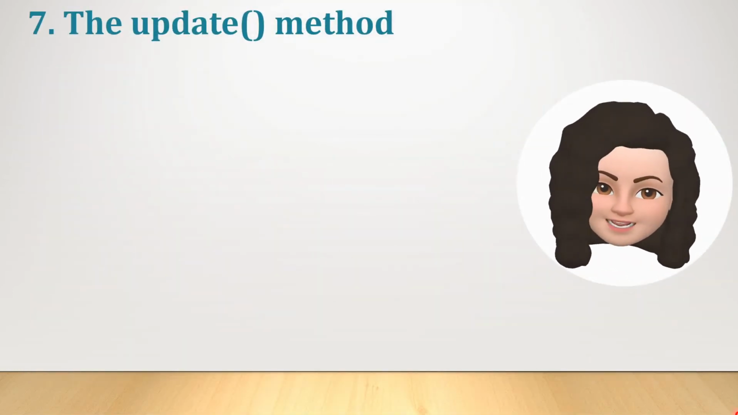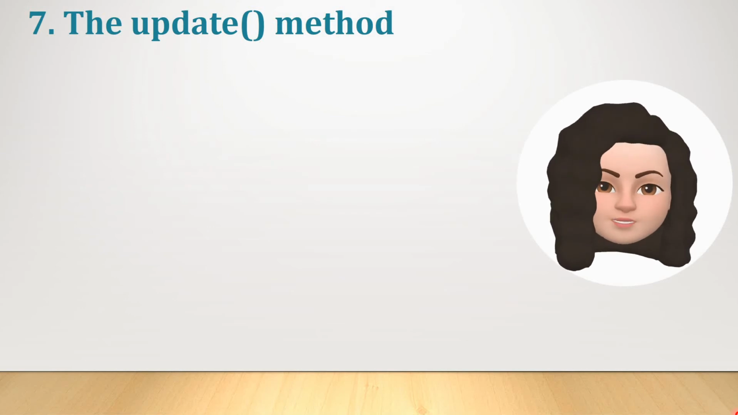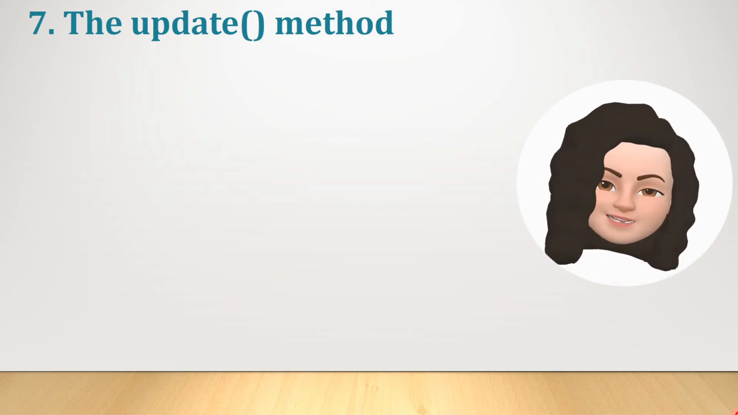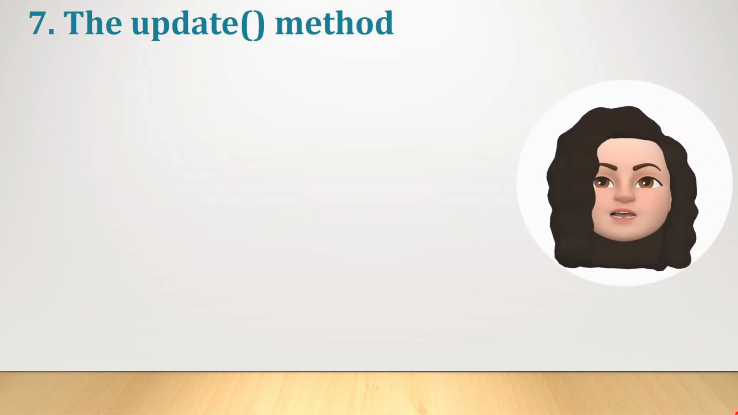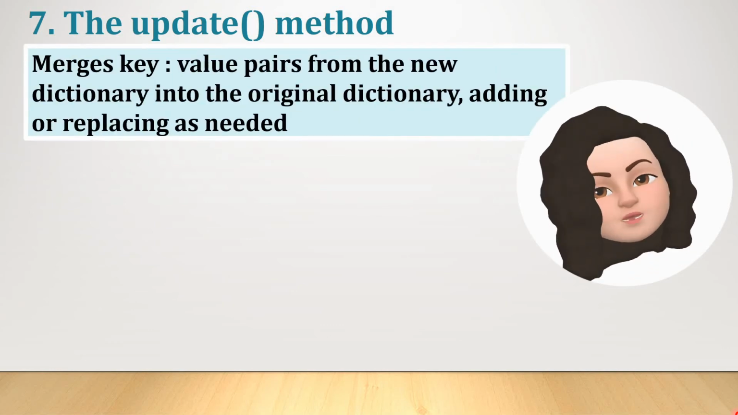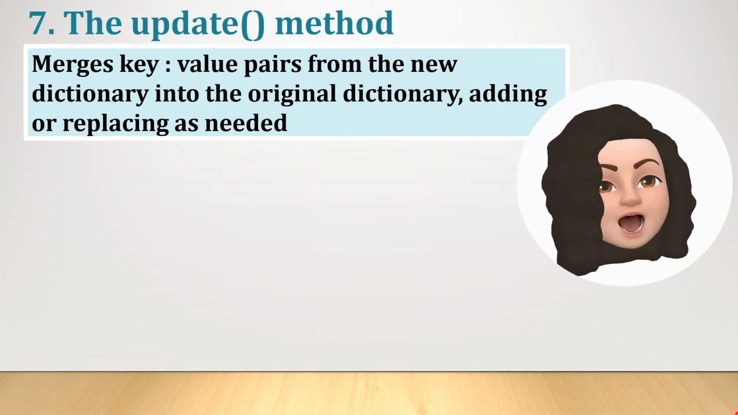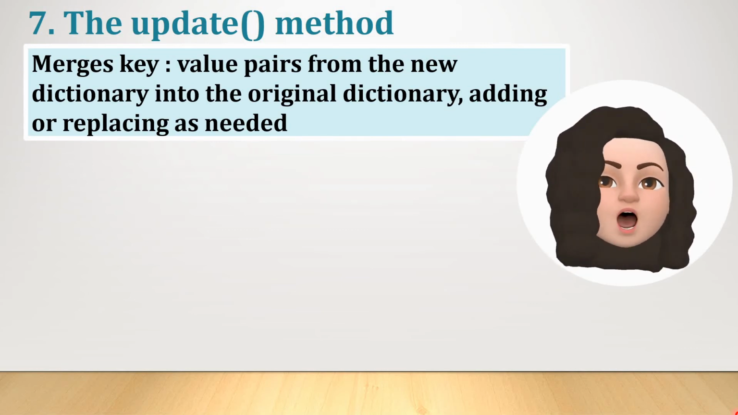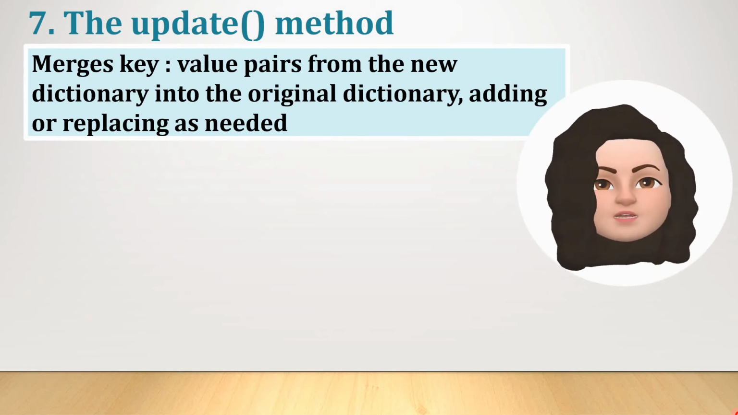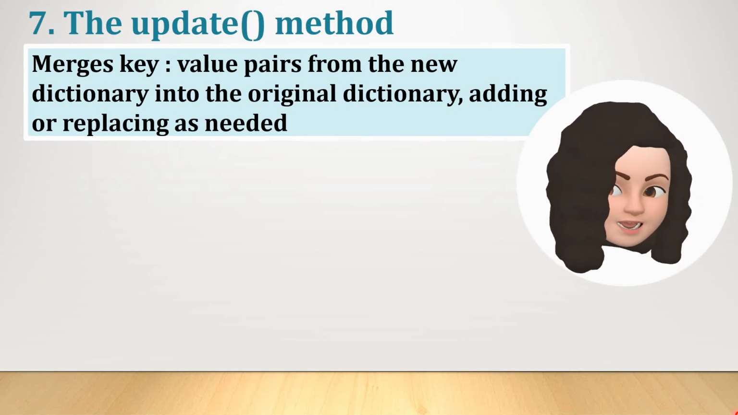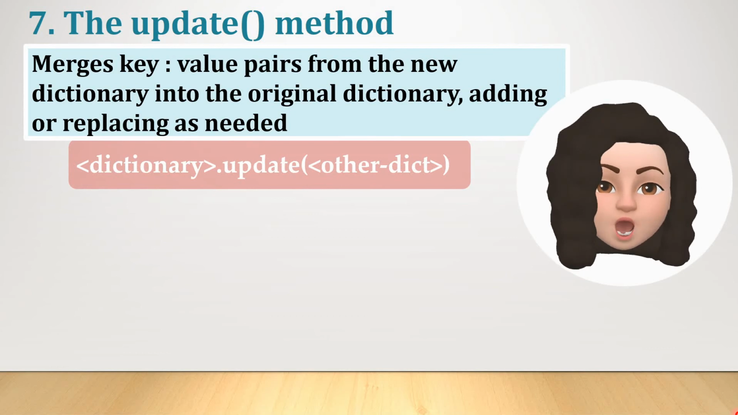Suppose you have created a dictionary and you want to make some corrections or you want to make changes from the values of another dictionary. Which method will you use? Exactly, the update method. The update method will merge key value pairs from a new dictionary into the original dictionary, either by adding the new key value pairs or by replacing the value as required. The syntax is original dictionary dot update, within parentheses the new dictionary.